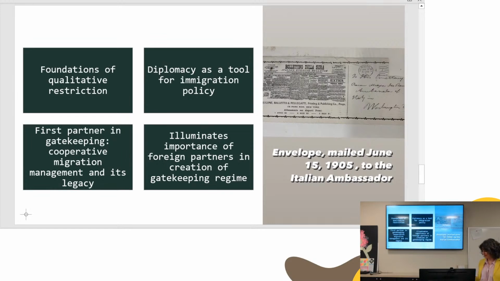It shows how critical foreign partners were to the creation of an effective gatekeeping regime. So the U.S. could not control its borders alone, and Italian encounters with U.S. immigration officials fill out the otherwise limited early picture of enforcement at the origins, the first 10 years of a federal gatekeeping system. So on the right, just fun stuff you find sometimes in the archives.